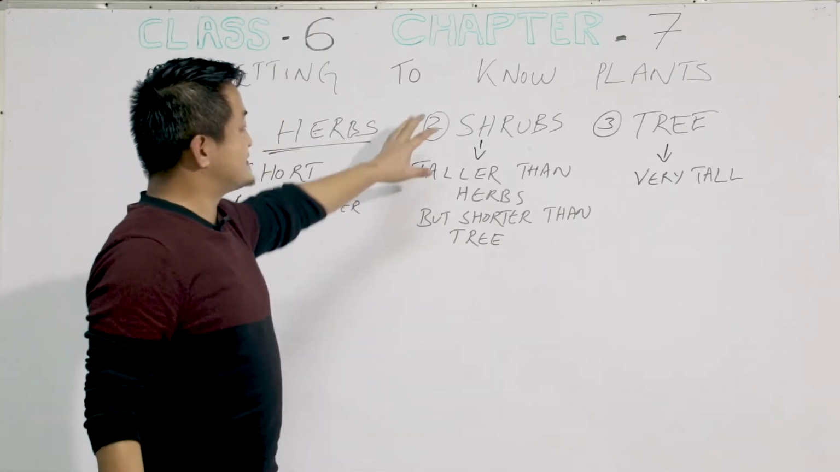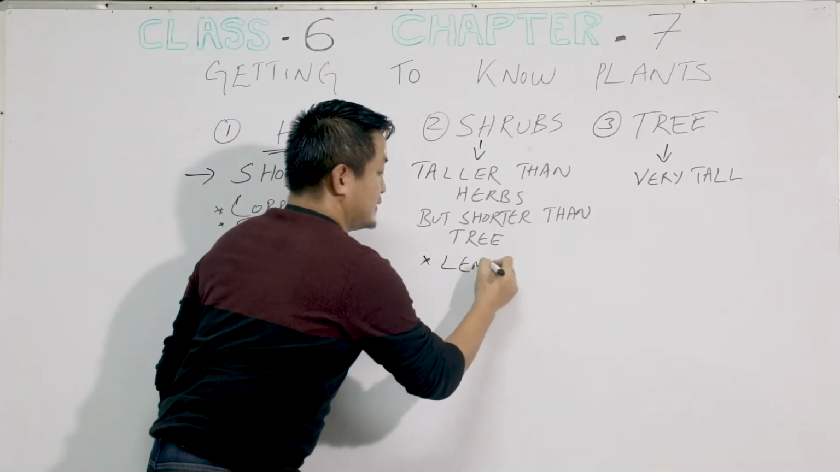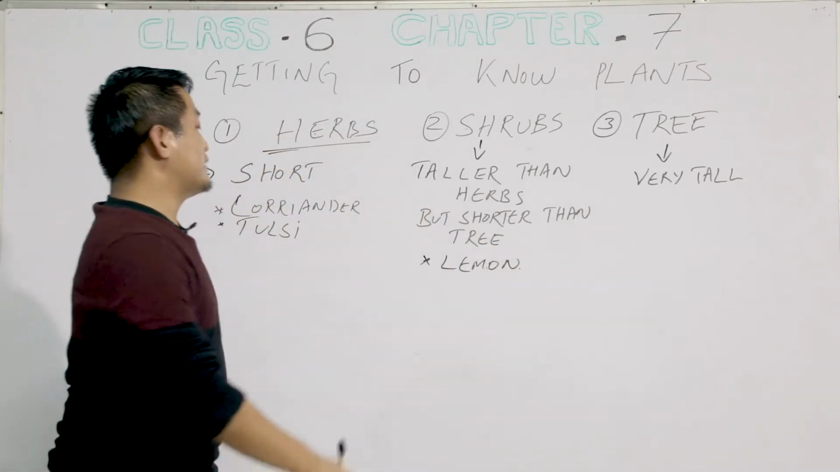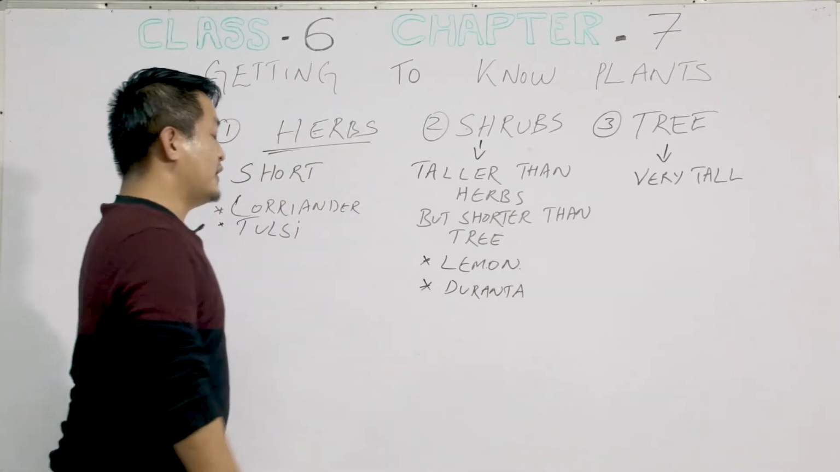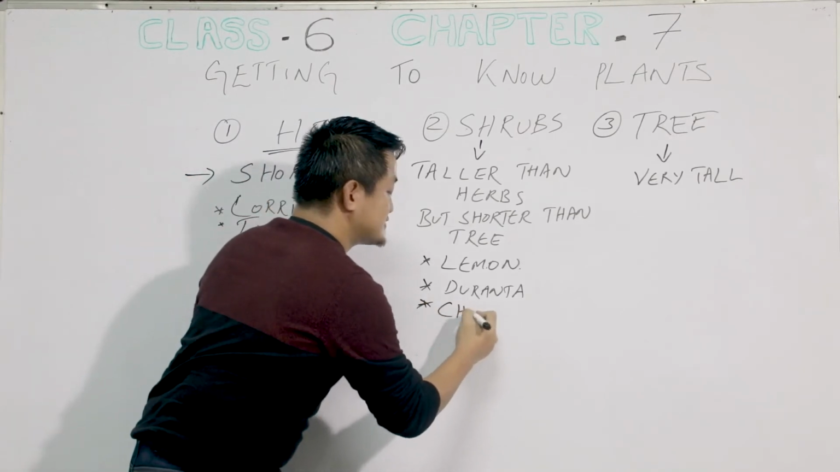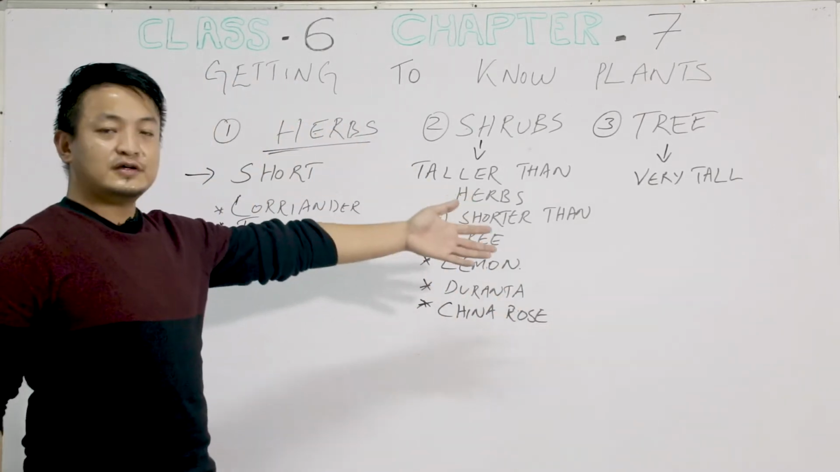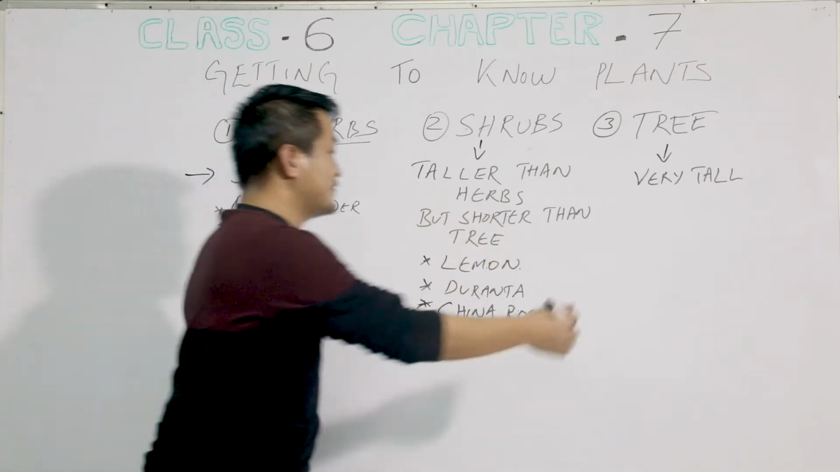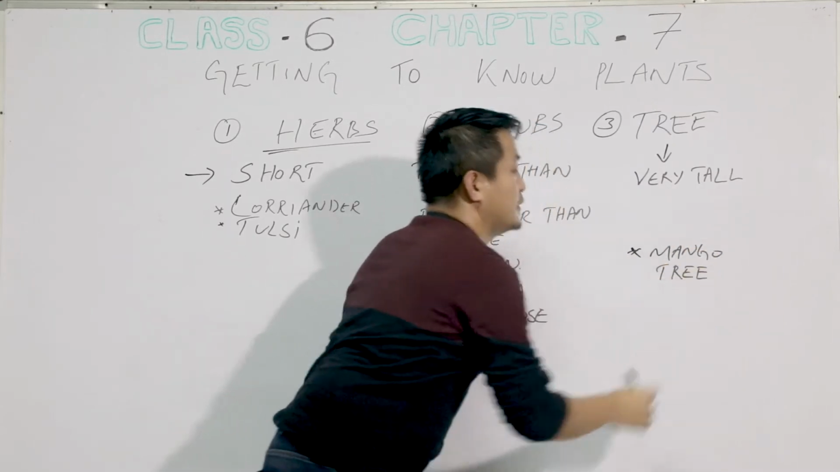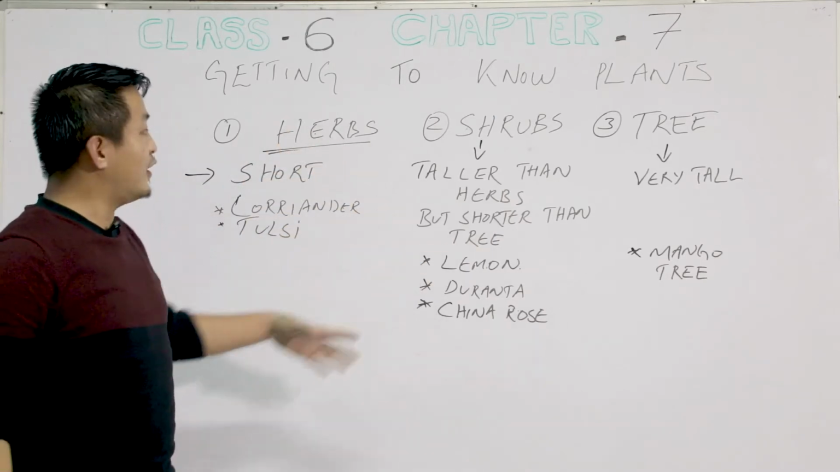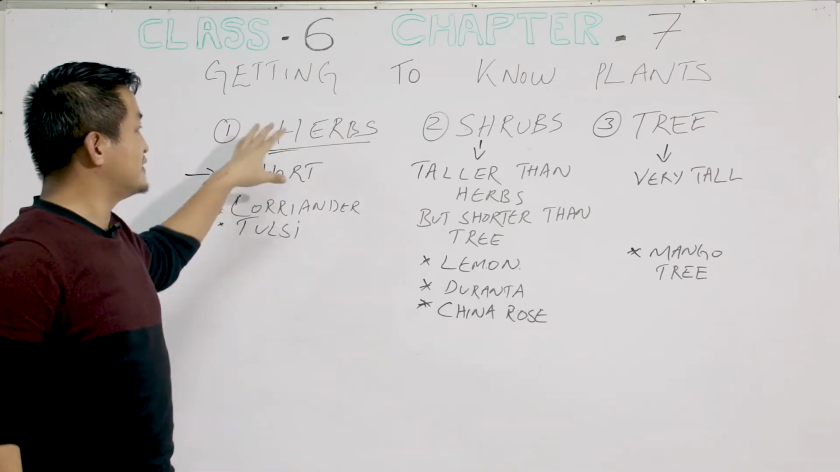There are lots. Now, let's discuss examples for shrubs, okay? Lemon, okay? And the other example is Duranta, clear? Now, the other example will be China rose. Clear? Now, for tree, that's very common. You can give any example, okay? I'll just give mango tree. Clear? So students, note this one down. Now we'll discuss their stems, their leaves, and the other parts of these plants, okay?